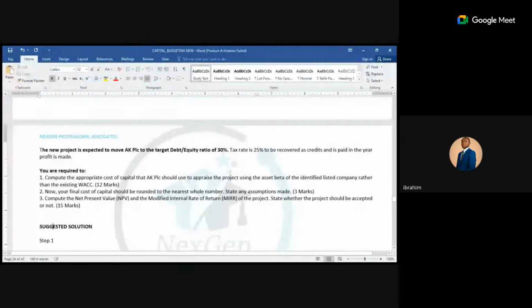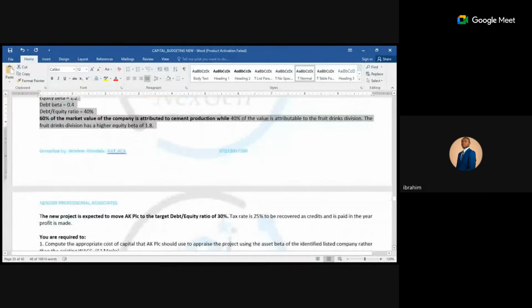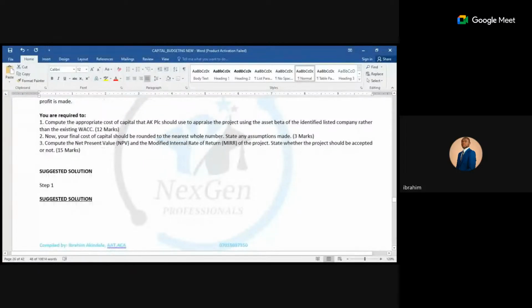they have identified a listed company which currently produces cement and packaged foods that have this following information, right? So we can quickly go back to suggested solution. Okay. We don't know the proxy company. We can say proxy company. Step two.